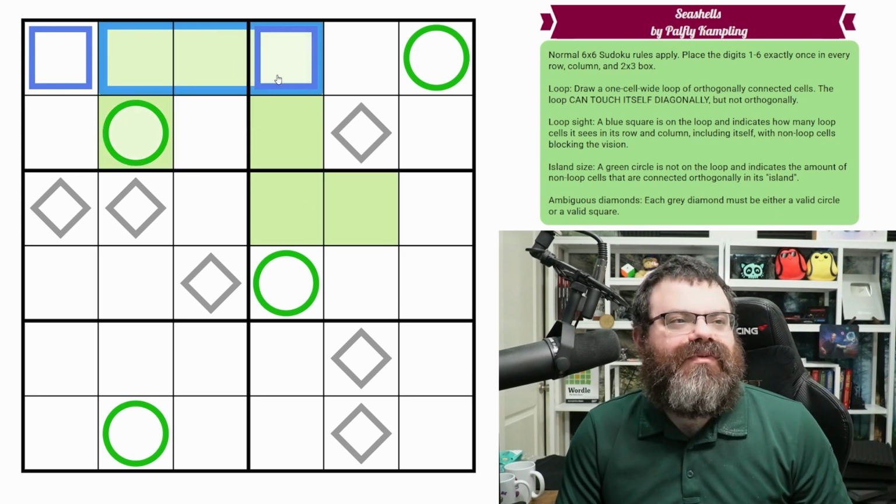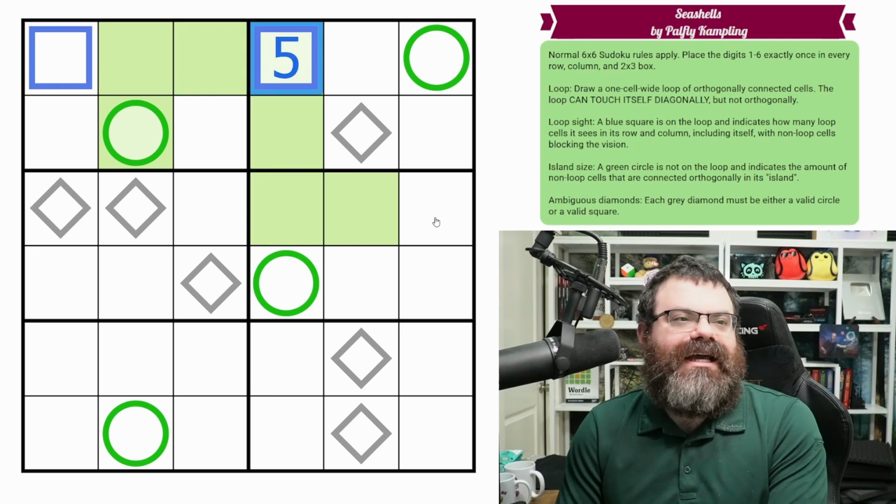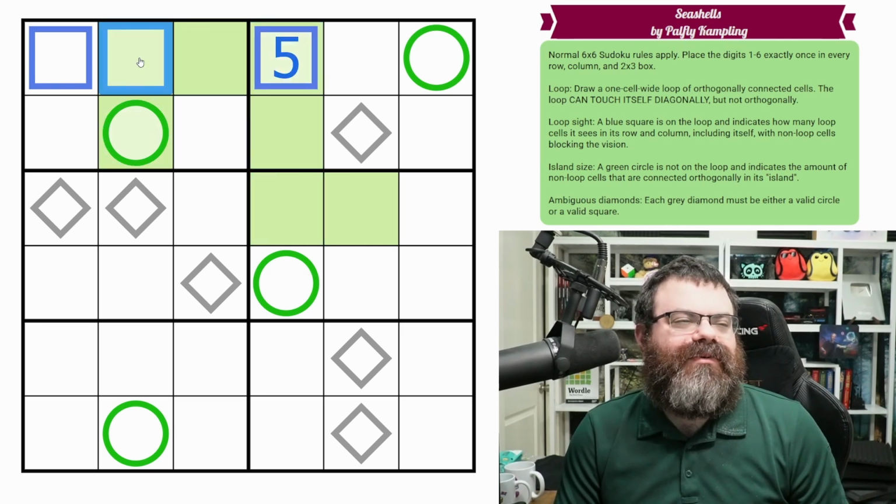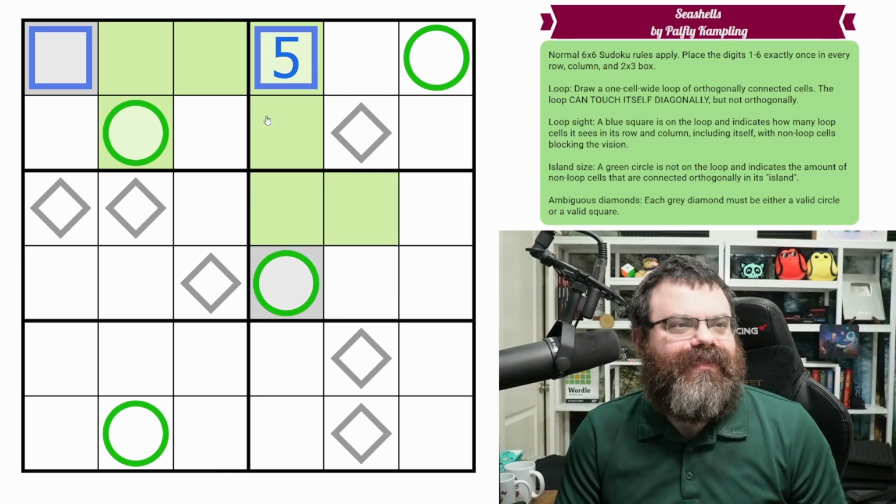We'd count 1, 2, 3, 4, 5, and we'd fill a 5 there because it sees 5 total cells before the loop turns. Like this would be non-loop, this would be non-loop. Non-loops block the vision. So we're including itself, we're seeing 1, 2, 3, 4, 5. So we'd fill a 5 there.